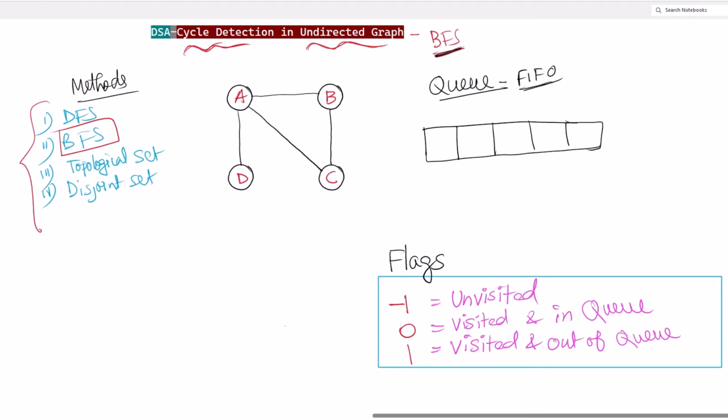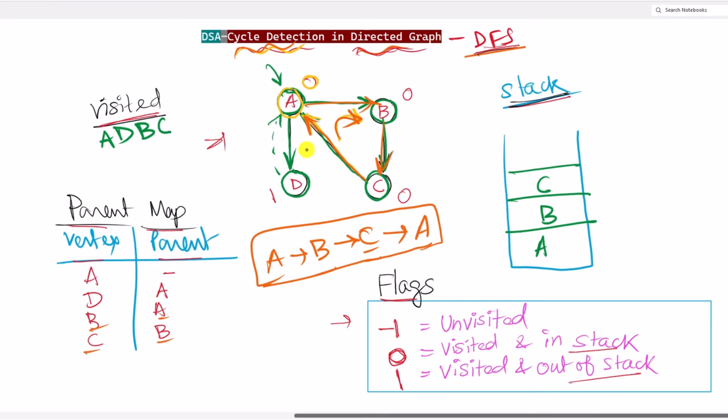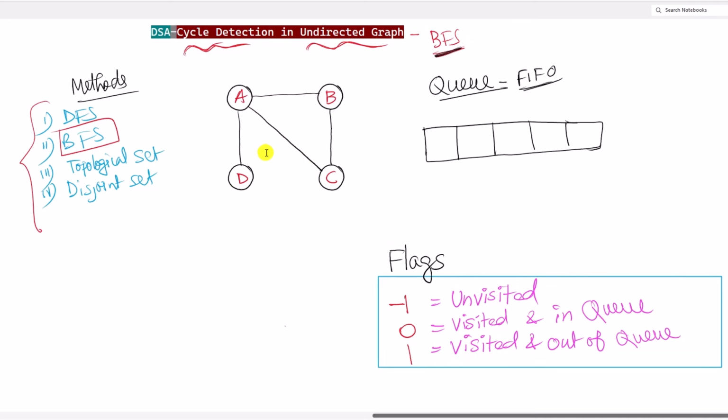This is similar to the graph that we used in case of the directed graph, but the only difference is that there we had direction in all the edges, while here the graph is undirected. And the flags are also similar. -1 means the node is unvisited, 0 means the node is visited and is currently in the queue, and 1 means the node is visited and is currently out of the queue. The only difference is that there we used the stack, but in case of undirected we're using the queue. Initially all of the vertices are unvisited, so their flags will be set to -1.